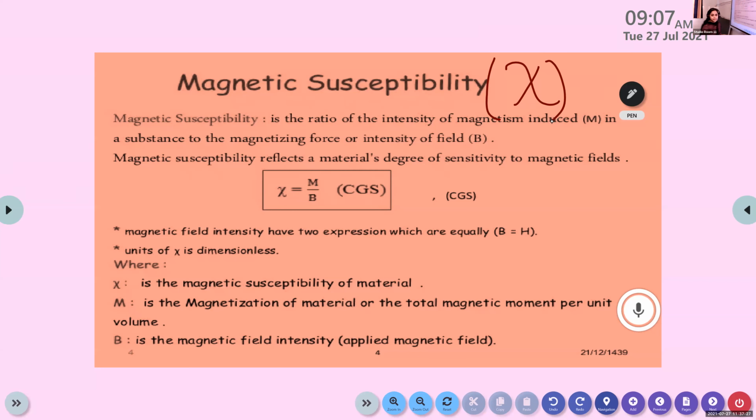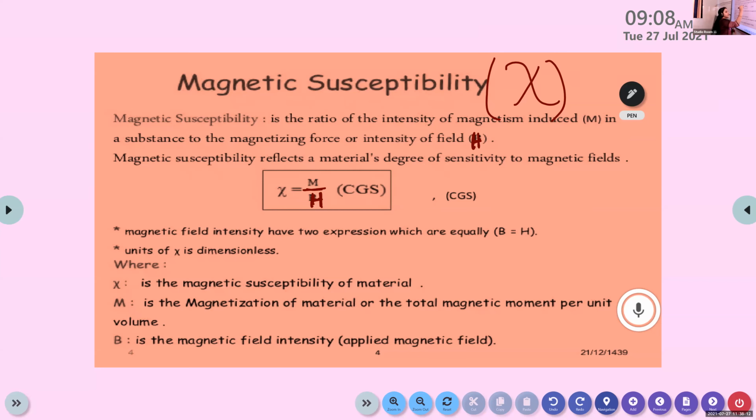And it is a dimensionless quantity. There is no dimension for susceptibility. And it can be calculated by the equation chi is equal to M by H, not B, H. Chi is equal to M divided by H. So from this equation, you can also write that the magnetic susceptibility chi is the ratio between M and H.